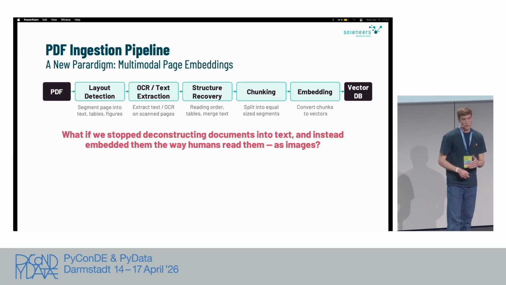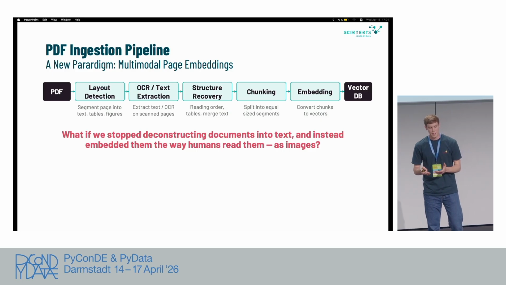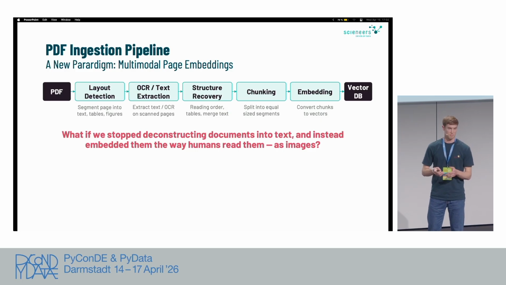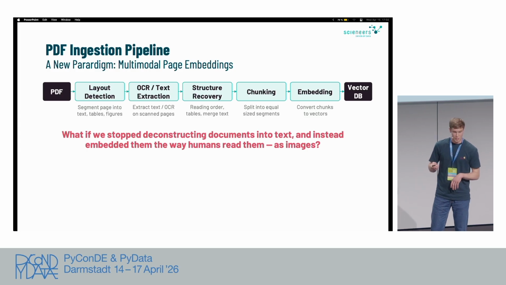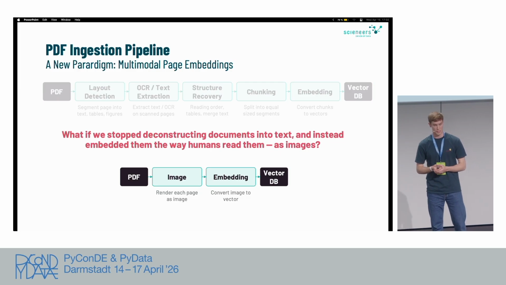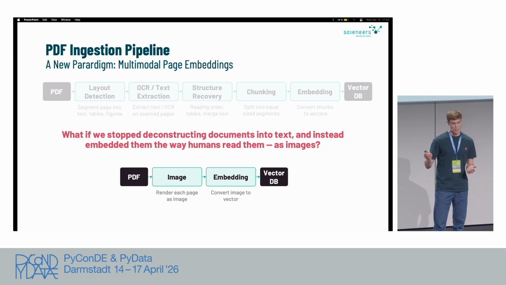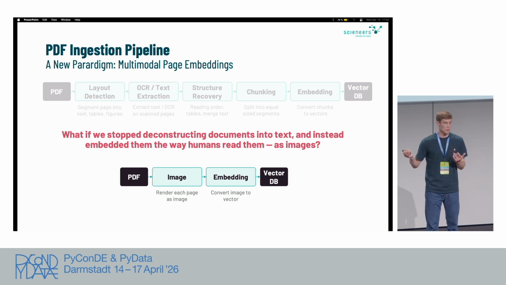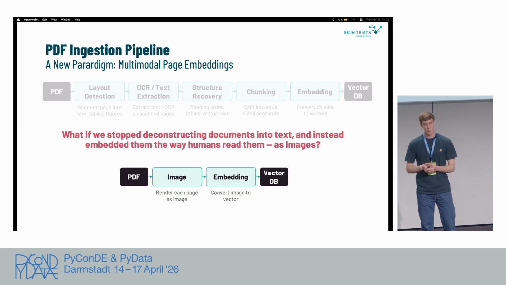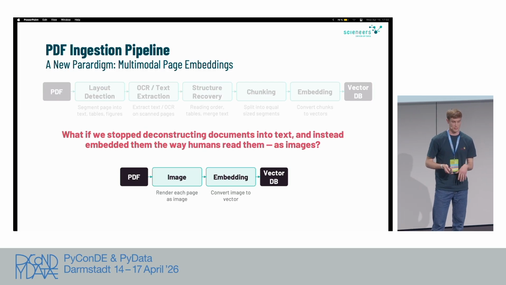So the question I want to ask in this presentation is, what if we stopped deconstructing documents into text and instead embed them the way humans read them, as images? This will simplify the pipeline a lot, and this is possible due to the rise of multimodal embedding models. So you basically only take your PDF and split it into different pages. From each page, or even multiple pages, you create an image, and then you embed only the image of the page, capturing all of the information that is present.